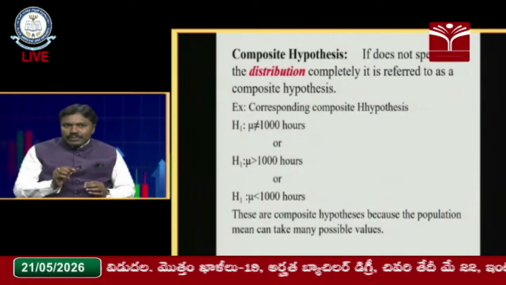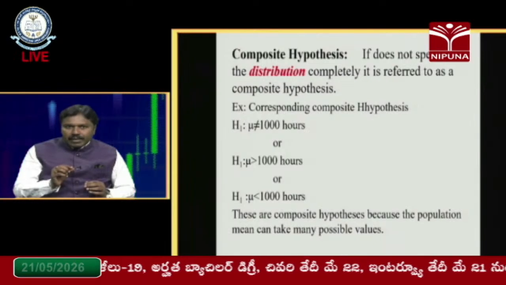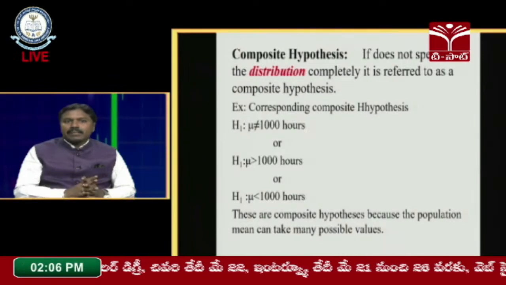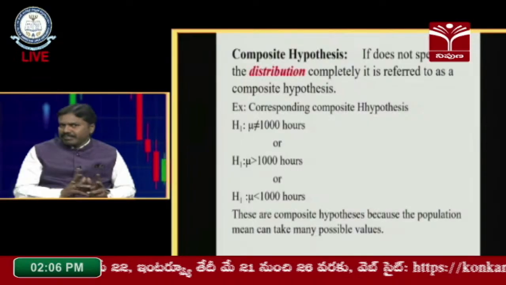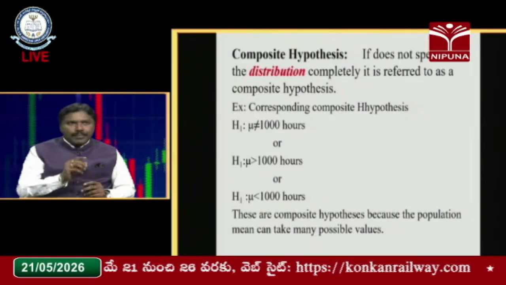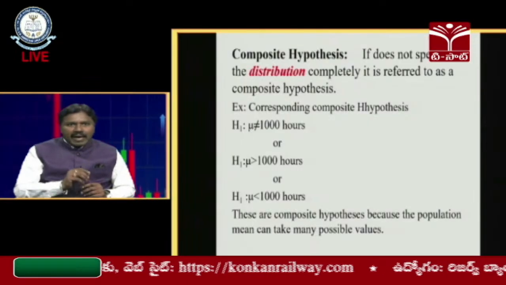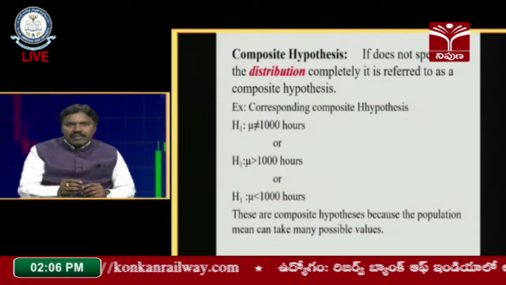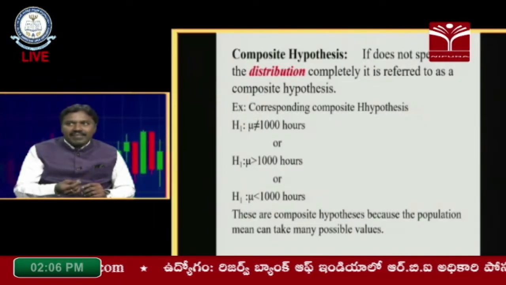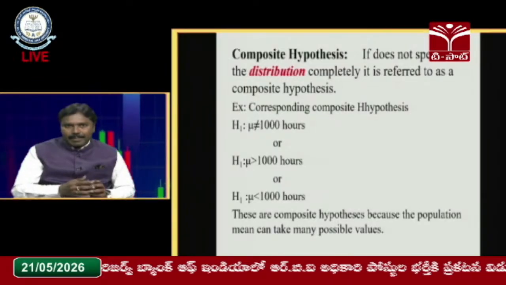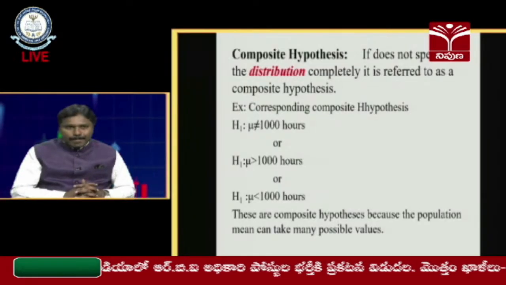So these hypotheses are composite hypotheses, because the population mean can take many possible values. Here, either mu is not equal to 1000 hours, or mu is greater than 1000 hours, or mu is less than 1000 hours. Yes, sir. Raju, sir, the simple hypothesis and composite hypothesis are not the same. That is the difference.